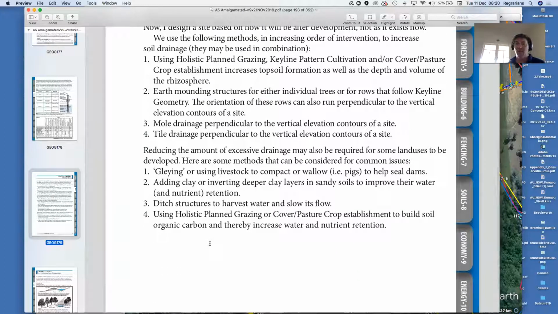Now, sometimes as well, we want to actually decrease drainage, like when we're building dams or we've got particular kinds of crops that we want to grow. So what do we do with that? Well, we're actually pretty good at poor drainage. It's something humans have been pretty good at encouraging.